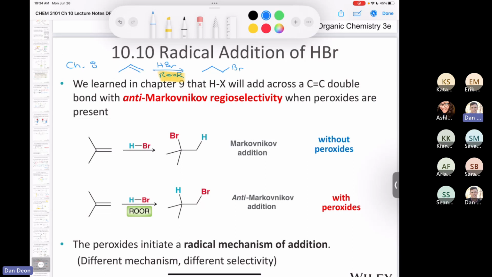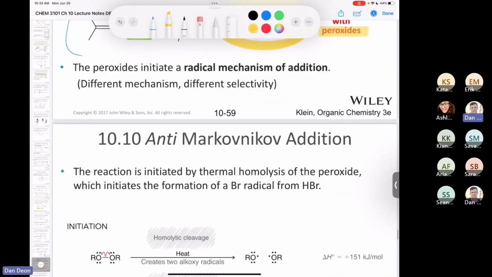So you remember Markovnikov and anti-Markovnikov addition. There's nothing really new here. But in order for us to understand why we get an anti-Markovnikov product using peroxides, you have to cover radicals first. And so now that we understand a little bit about radicals, we can take a look at this radical mechanism, which provides us with an explanation.